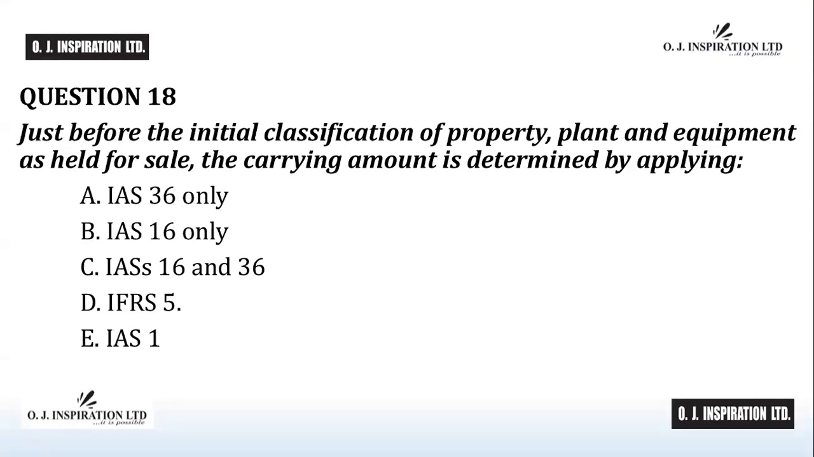Question number 18. Just before the initial classification of property, plant, and equipment as held for sale, the current amount is determined by applying A, IAS 36 only. B, IAS 16 only. C, IAS 16 and 36. D, IFRS 5. E, IAS 1.